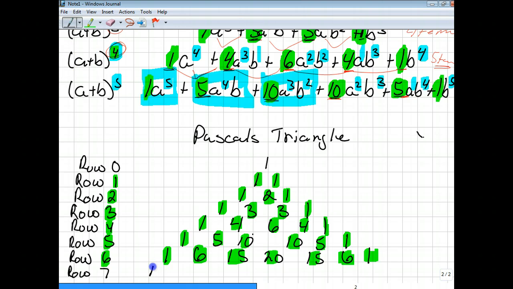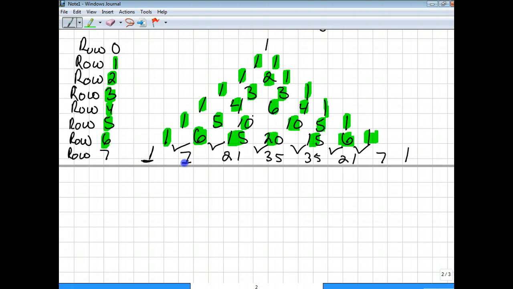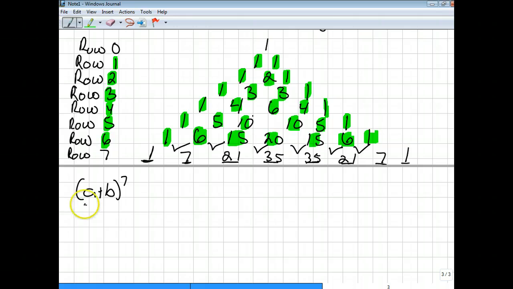And we can construct row 7 by remembering that the pattern is the outside number is always a 1. Then the next number is the 2 above added together. Then the next 2 added together. Then the next 2 added together. Then the next 2 added together. And it always ends in a 1. Okay? So these represent the coefficients if I took a plus b to the 7th power. Those represent the coefficients.